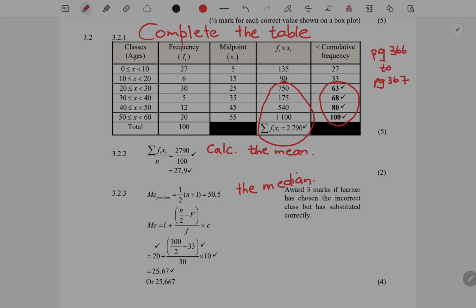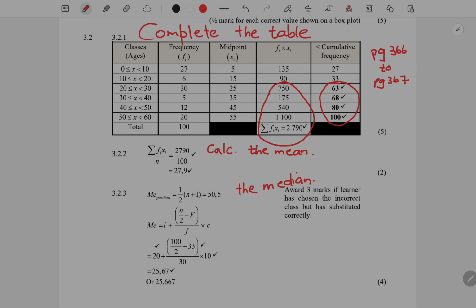I will focus only on the side of the memorandum because this question paper is the February 2020 question paper, which you can find on Future Managers. If you go to Future Managers and download the past question papers, this is one of those question papers. So our group data is given in classes of ages: 0 less or equal to x and x is less than 10, up to 50 less or equal to x and x less than 60.